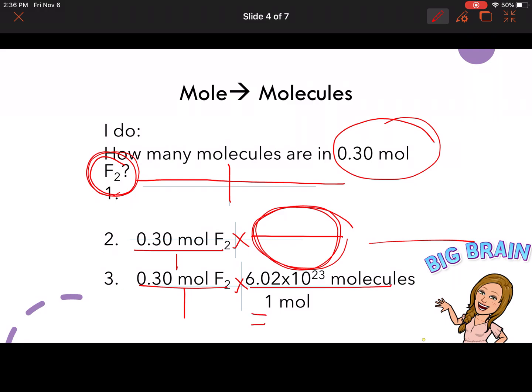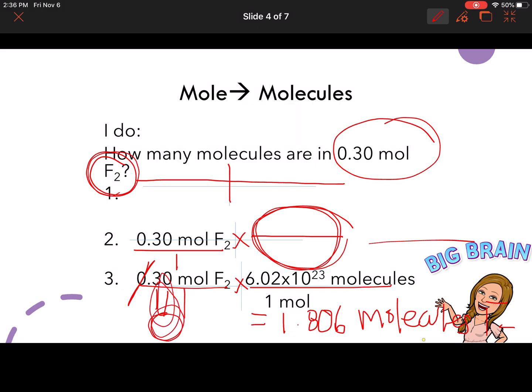And when I do that in my calculator, I get 1.806 molecules of F2. But let's go way back to the beginning of the year and recall there was this thing called sig figs. And so leading zeros never count, right? But this 3 is significant. And because there's a decimal point, this 0 to the right of the 3 is significant. So I have 2 significant figures here.